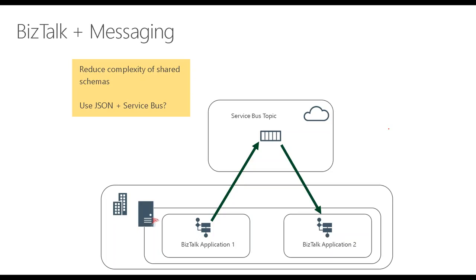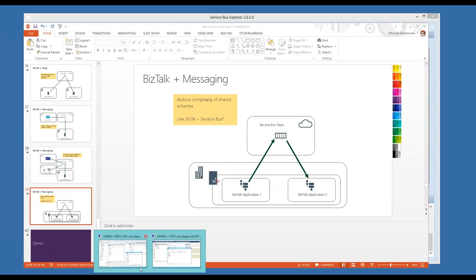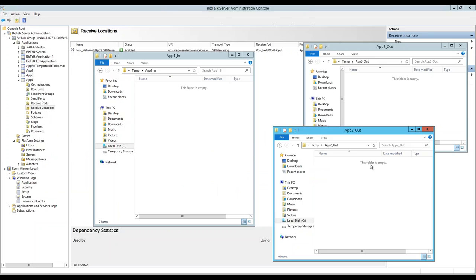Now, what I wanted to show was a bit of a demo on my other VM here. So the idea would be, well, if I combine BizTalk plus Service Bus, I can send messages out there and have them received by another BizTalk application. Now, what I'm doing there is I'm moving some of the message routing and some of the durability away from the message box and out onto Service Bus.